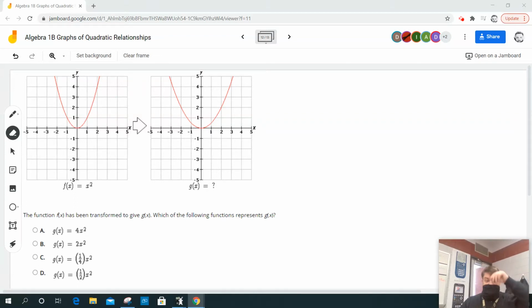All right, so here I have two functions. The first one is f of x, which is x squared. And then the second graph is g of x, and we don't know what we did to g of x.